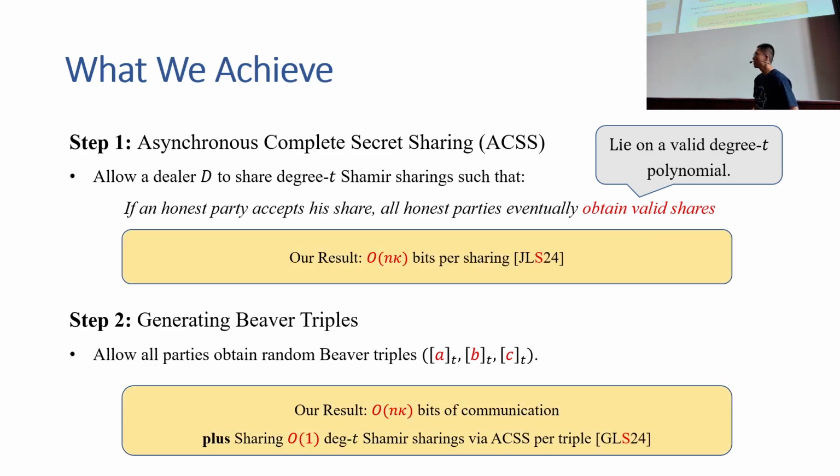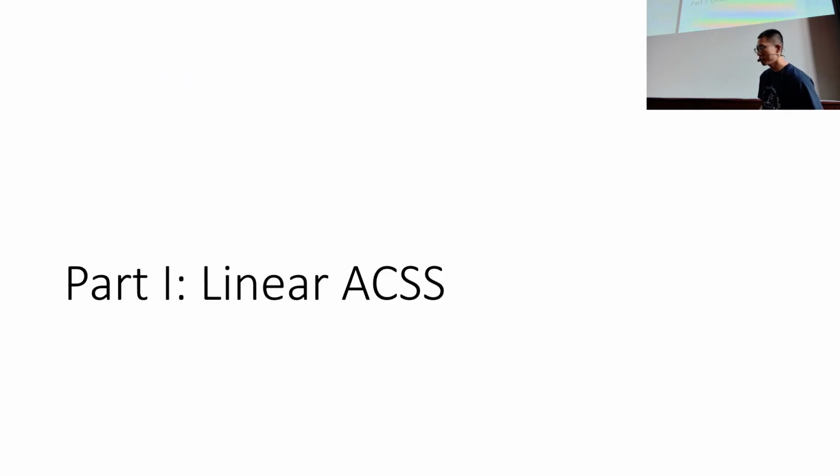And in this talk, we are going to solve both of these questions. So we will achieve just O(n) communication per sharing, and to generate Beaver triples, we only require O(n) communication plus sharing a constant number of degree T Shamir sharings. Okay, so let's start from the first part about constructing ACSS.